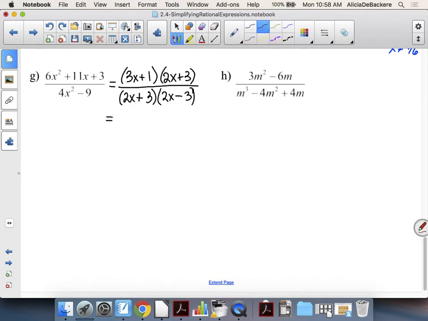So now I see that I have a 2x plus 3 bracket on the top and the bottom. I have to cancel the plus 3. The negative 3 would not cancel if that's all that I had. And I'm left with 3x plus 1 over 2x minus 3.